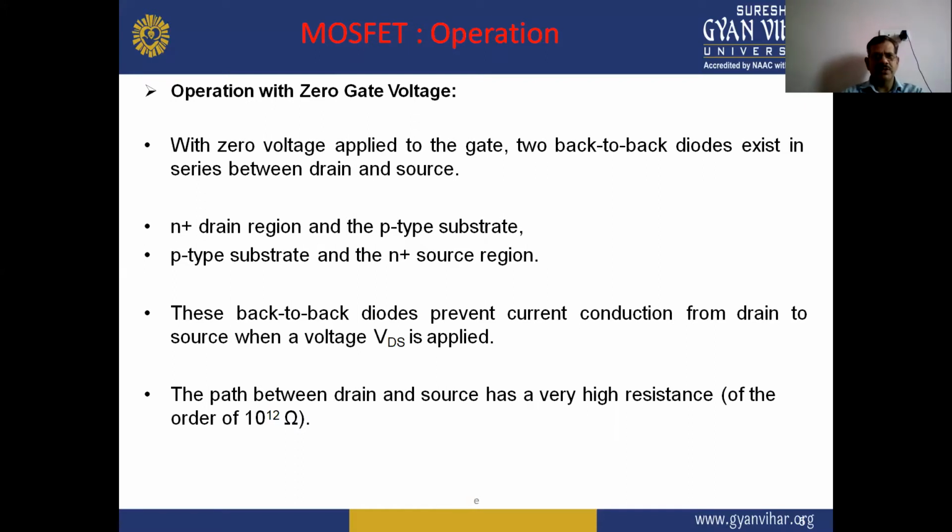Next one is the MOSFET operation. Operation with zero gate voltage. With zero voltage applied to the gate of the MOSFET, two back-to-back diodes exist in series between drain and source. That is, the N plus drain region and P-type substrate, and P-type substrate and N plus source region. These back-to-back diodes prevent current conduction from drain to source, and when a voltage VDS is applied, the path between drain and source has a very high resistance, of the order of 10 to the power 12 ohm.